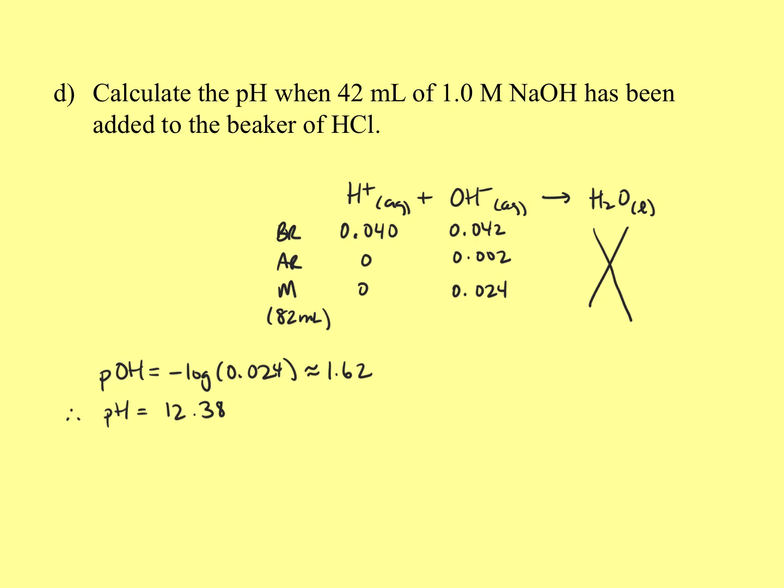And so we calculate the molarity of the OH minus at the end, and we take the negative log of that to find the pOH, which is 1.62. Subtract that from 14 to get a pH of 12.38. Now, let's again draw the contents of the beaker so you can visualize what is happening.